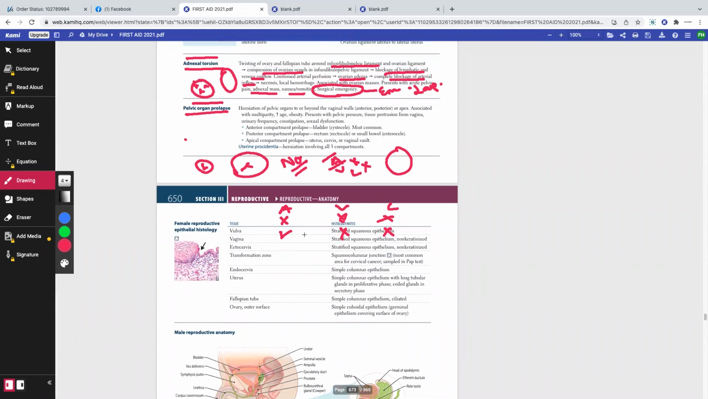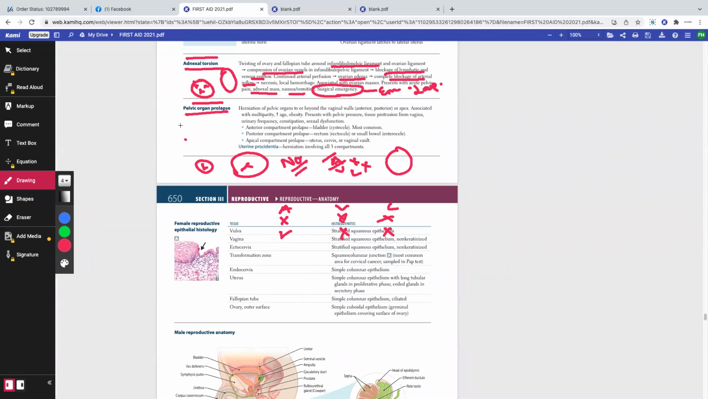The next pathology is also very important. This is called pelvic organ prolapse, right? What is pelvic organ prolapse? This basically means that the uterus, for example, or any other pelvic organ, comes down through the vagina. If there's herniation of any of the pelvic organs beyond the vaginal wall, then we can call this pelvic organ prolapse. That's simple. Now, what are the risk factors of pelvic organ prolapse?